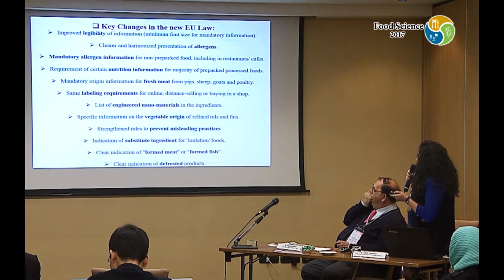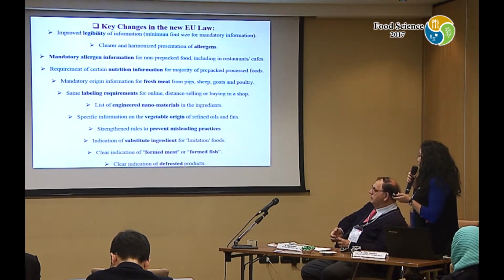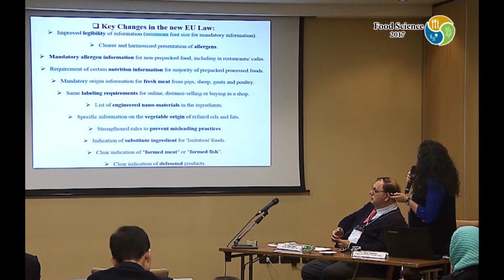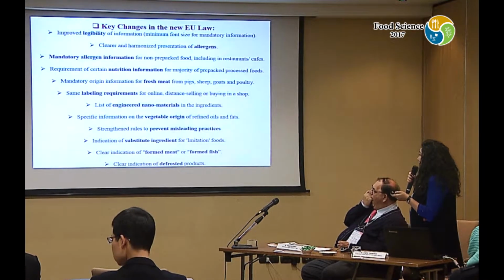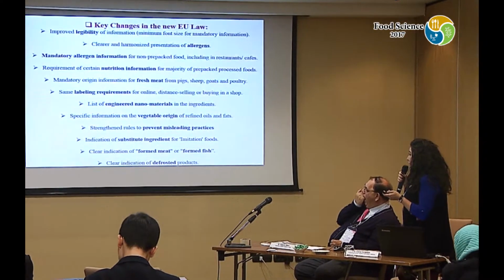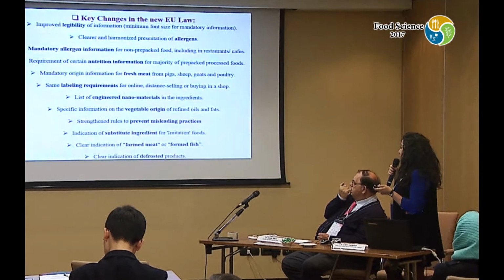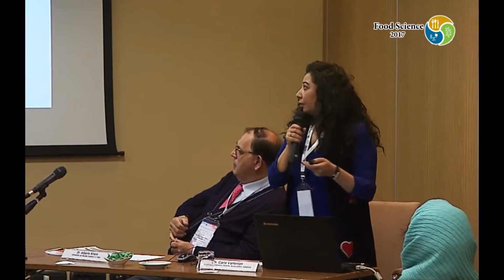Same labeling requirement for online distance selling as for buying in the shop. Mandatory origin information for fresh meat from pigs, sheep, goat, and poultry. List of engineered nanomaterials in all ingredients. Specific information on the vegetable origin of refined oils and fats. Strengthened rules to prevent misleading practices: indication of substitute ingredient for imitation foods, clear indication of formed meat or formed fish, and of course, clear indication of the processed product. The list is too long, but these are the key changes that happened.